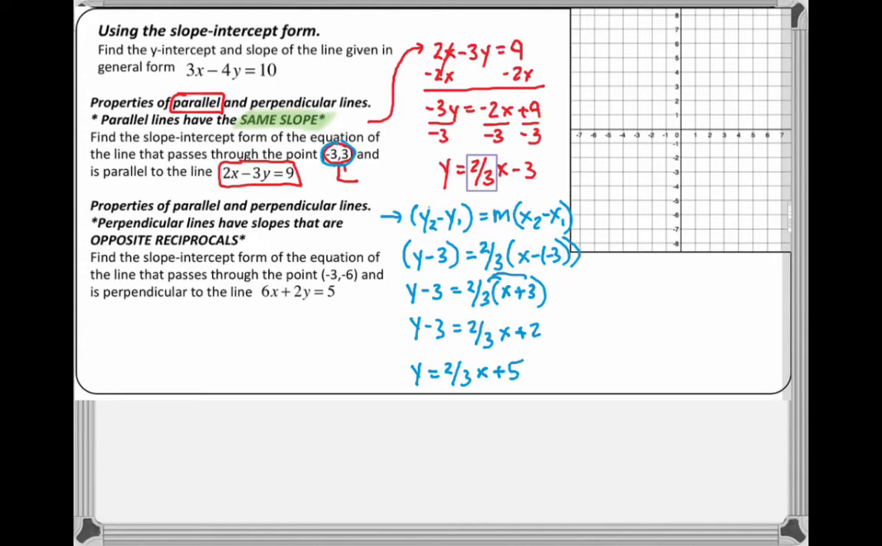So this is the line that we suspect is going to be parallel to this line, okay, that we put in slope-intercept form in the previous steps in red. So let's go ahead and graph these lines and see if it's reasonable. That is, that they look like they are parallel. They're doing what they're supposed to be doing.